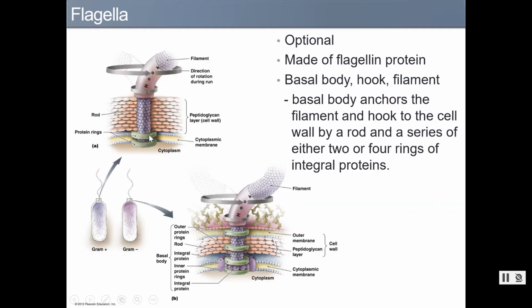This is your cell membrane, right? Phospholipid bilayer, you can tell that. This is the cell wall of a bacteria. This is the body part of it. The hook is the bendy part, and the long thing coming out is the filament. Now, don't tell me it's a tail. I know that's what it looks like, but it is not a tail, so learn proper vocabulary.